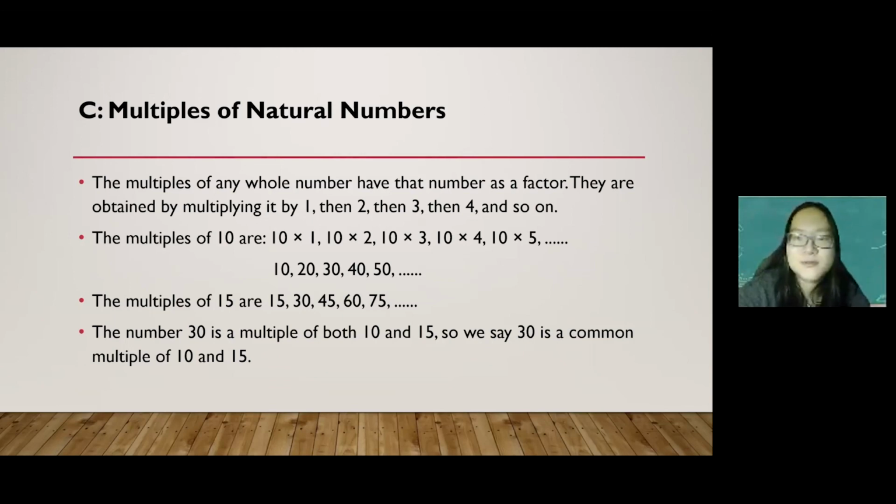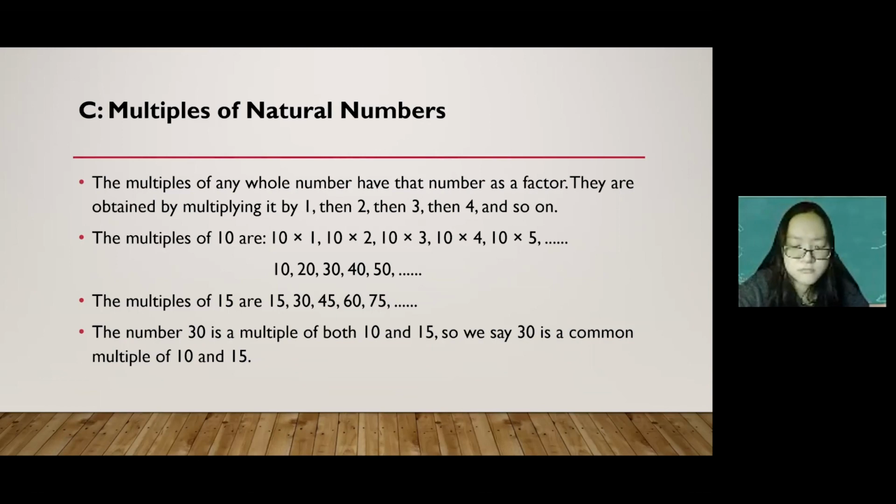Multiples of natural numbers. The multiples of any whole number have that number as a factor. They are obtained by multiplying it by 1, then 2, then 3, then 4, and so on. The multiples of 10 are 10 times 1, 10 times 2, 10 times 3, 10 times 4, 10 times 5, and so on. 10, 20, 30, 40, 50.